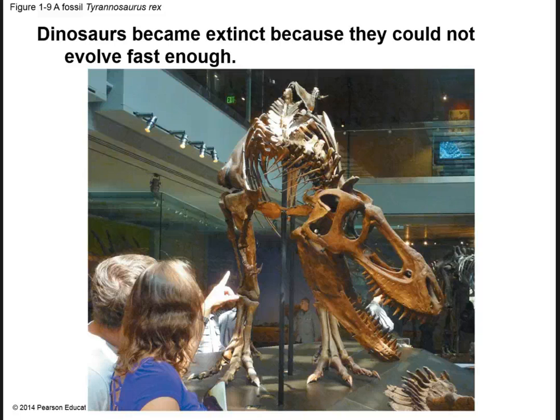Dinosaurs flourished 100 million years ago, but they did not evolve fast enough to keep up with rapidly changing conditions. Dinosaurs eventually became extinct. In this image, you see a fossil of the Tyrannosaurus rex.